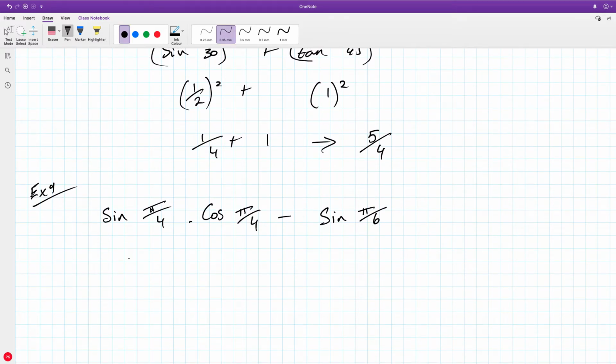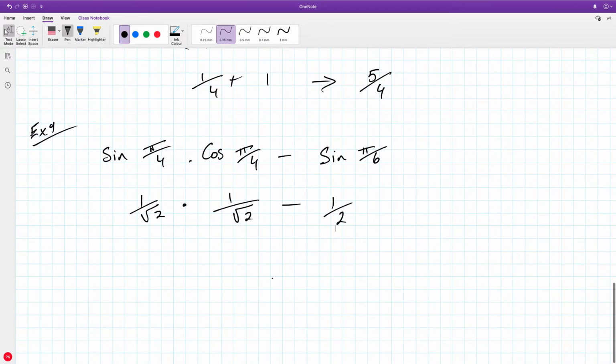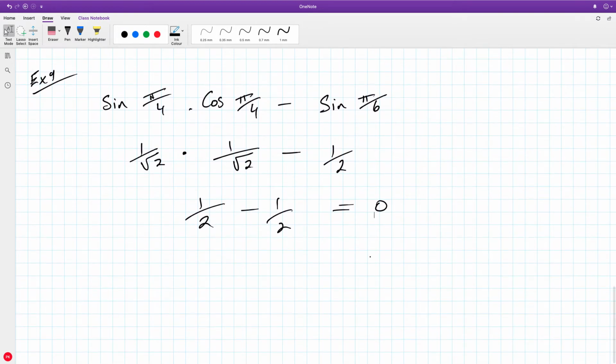Right, so the sine of pi over 4. Pi over 4 is 45 degrees, so it's 1 over root 2. Multiplied by the cos of pi over 4, which is also 1 over root 2. Minus the sine of pi over 6, which is a half. So 1 over root 2 multiplied by 1 over root 2 is a half, isn't it? Minus a half, which is 0. You happy with that?